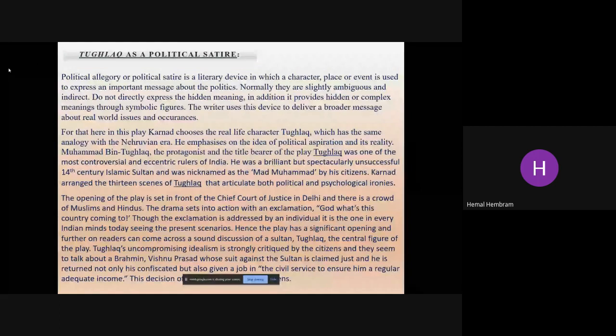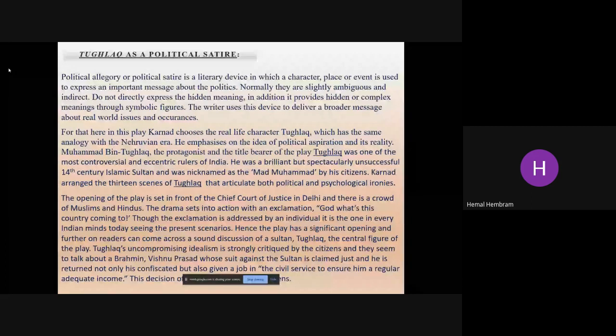Karnad arranged the 13 scenes of Tughlaq to articulate both political and psychological ironies. The opening of the play is set in front of the Chief Court of Justice in Delhi, and there is a crowd of Muslims and Hindus. The drama sets into action with an exclamation, "God, what's this country coming to?" Though the exclamation is addressed by an individual, it is the one in every Indian mind today seeing the present scenery. Hence, the play has a significant opening.